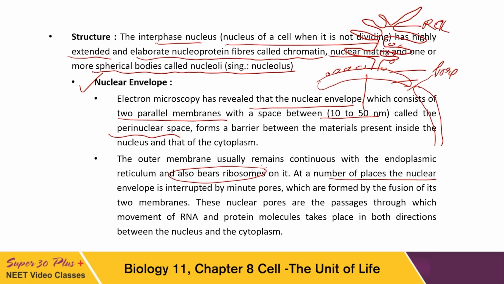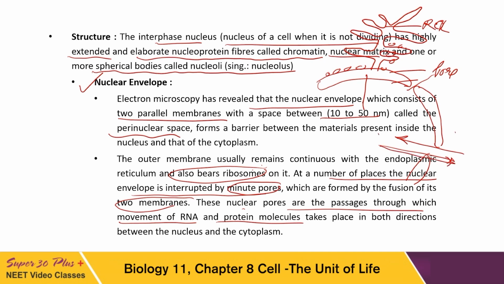At a number of places the nuclear membrane is interrupted. I told you minute pores are there, known as nuclear pores. It is formed by fusion of the two membranes, and the nuclear pore is the passage through which the movement of RNA and protein molecules takes place in both directions, either from the nucleus or from the cytoplasm. As per requirement, things will move from inside to out or out to inside. Okay, come to the next.